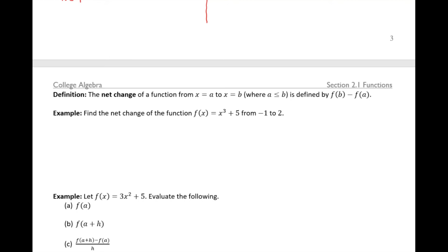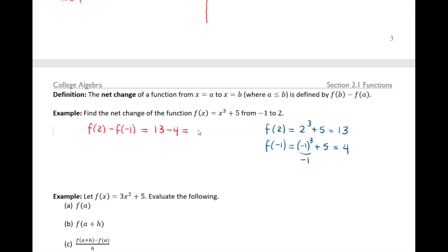So for this one, what I'm going to find is f of 2 minus f of -1. If you like, you can compute them separately. What is f of 2? It's 2 to the third plus 5. 2 to the third is 8 plus 5, it's 13. Then f of -1 is -1 to the third plus 5. So -1 to the third is -1 plus 5 is 4. So this net change will be 13 minus 4, which is simply 9.